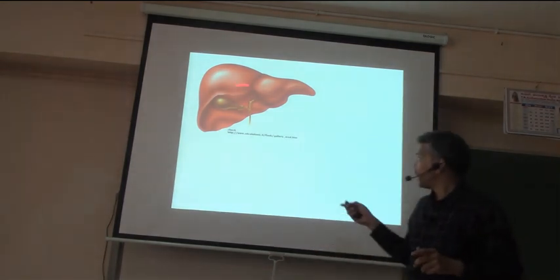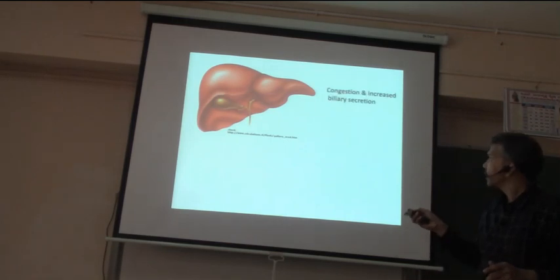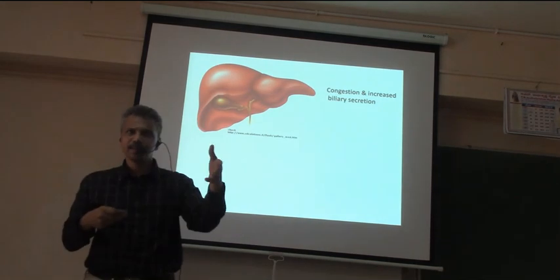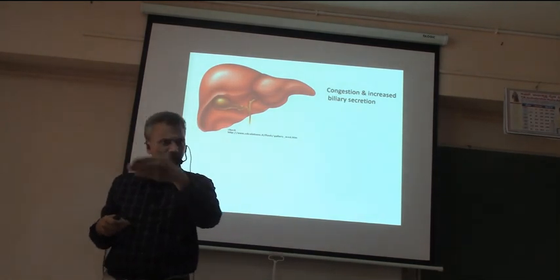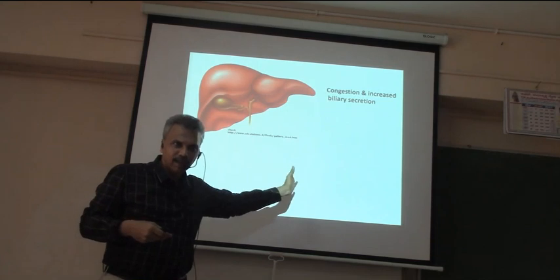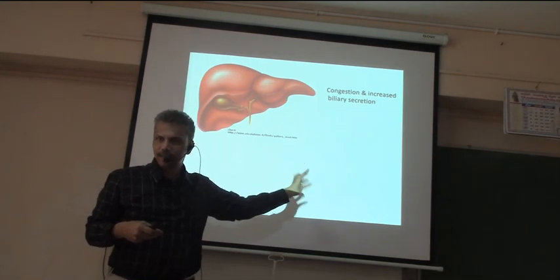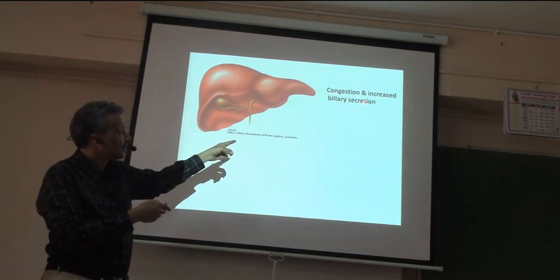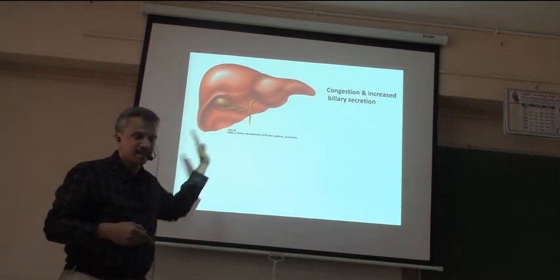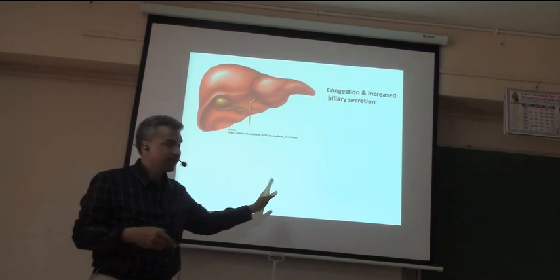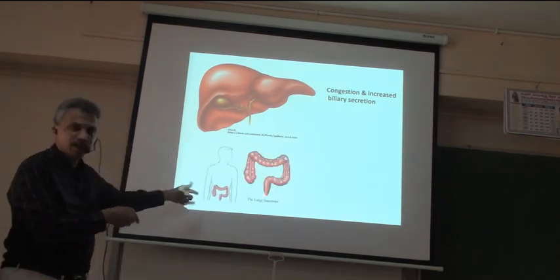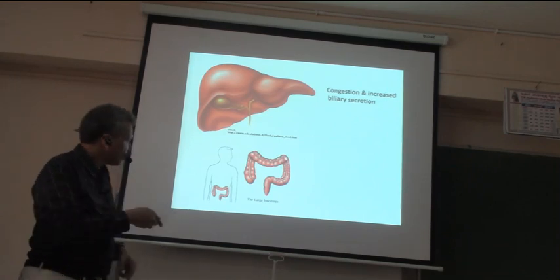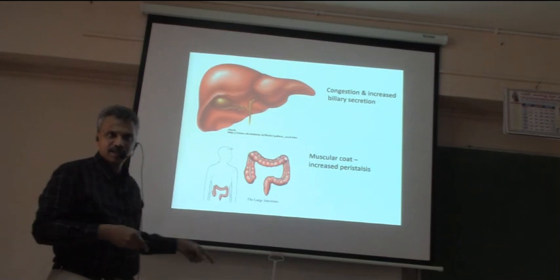Okay, so a remedy acting on the liver, what exactly does it do? From the knowledge of your anatomy, physiology, and now that you are in pathology, you will have to start looking at this particular component, sphere of action. Acting on the liver, it causes congestion and increases biliary secretion. Now this is the very important area: the intestines, the large intestine.